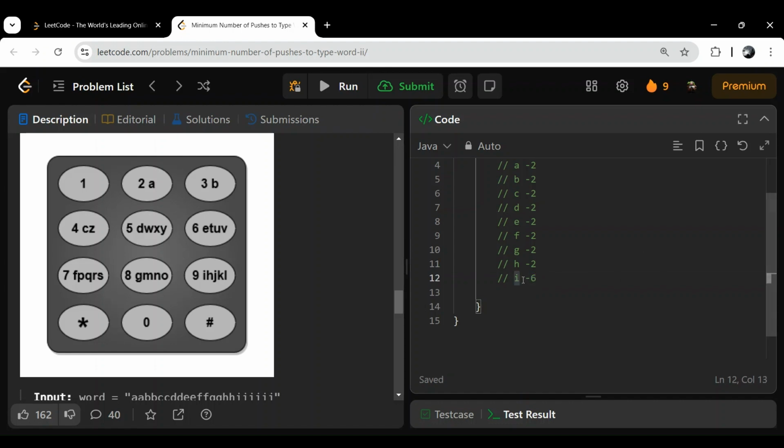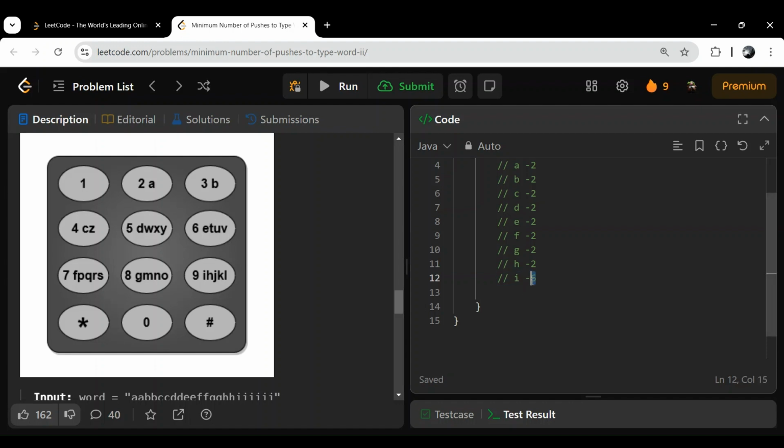Let's say we are placing I on number 2. We will push 2 only once for each I, and for 6 I's we will push 6 times. But if we place I on the second place of this number, then we have to tap this number twice, right?